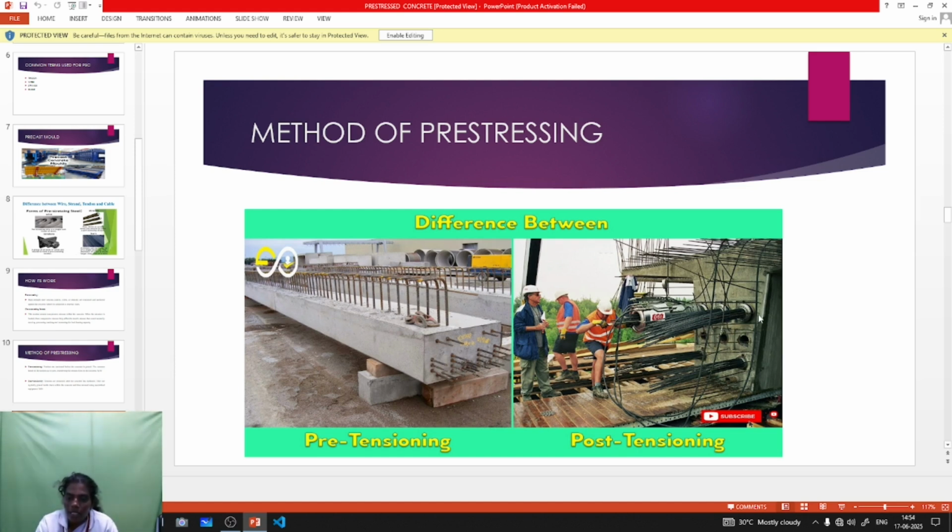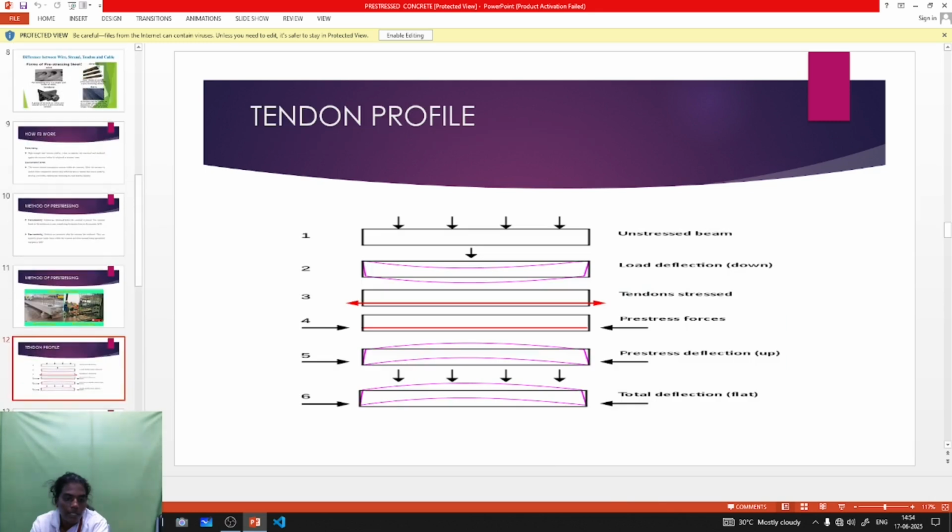No loss due to elastic deformation. However, the concrete is cast after the steel is introduced, so elastic deformation does not occur. Okay. Next, this is the tension profile. The load balancing concept of prestressed concrete is very important to prestressed concrete members.